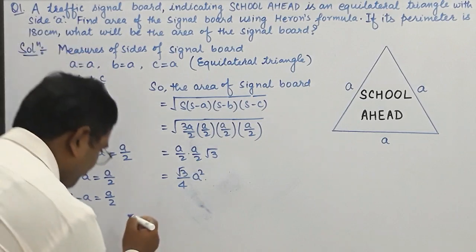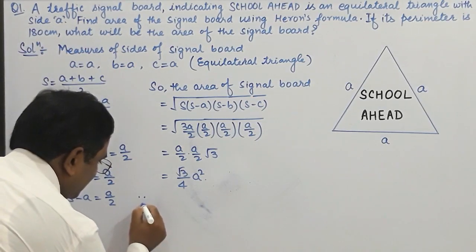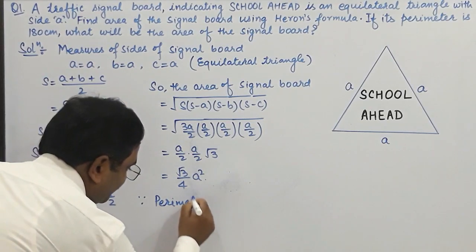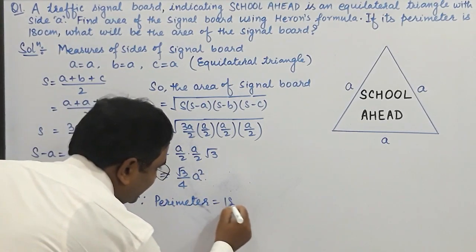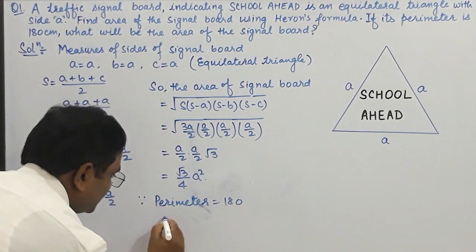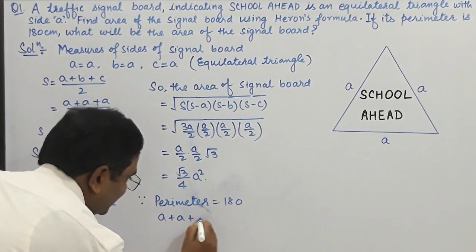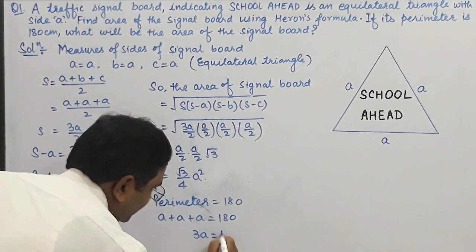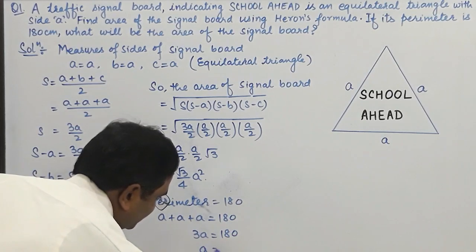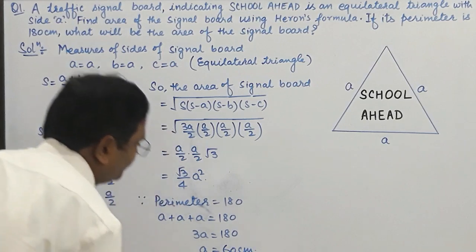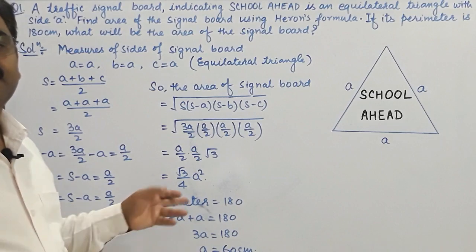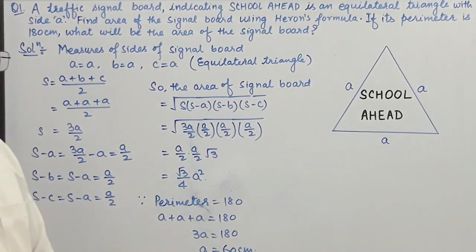So since perimeter is equal to 180 centimeter, it means a plus a plus a is equal to 180 centimeter, means 3a is equal to 180. Therefore a is equal to 180 divided by 3, which is 60 centimeter, right? Now after getting the value of a, अभी हम ये फॉर्मूला यूज करके इसका एरिया इजीली फाइंड कर सकते हैं.